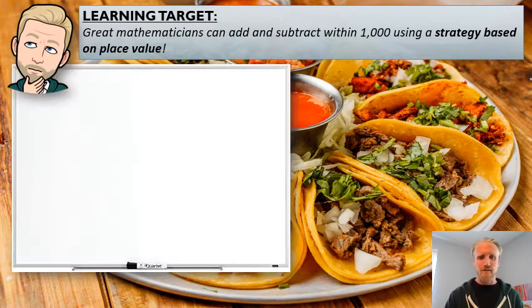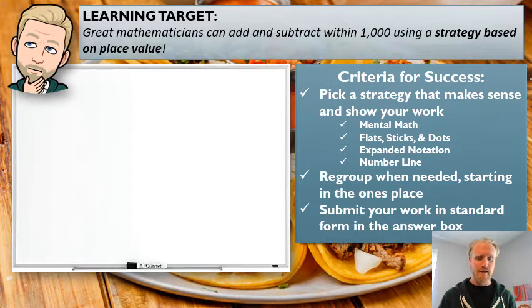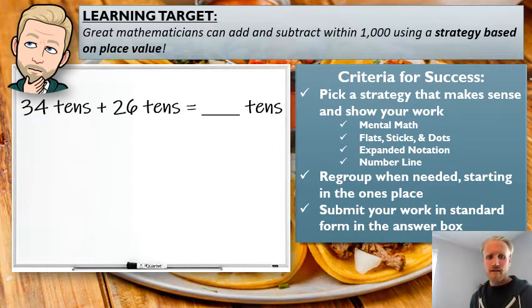All right, so got our whiteboard up. Here's our criteria for success. And our first problem for today. We got 34 tens plus 26 tens equals blank tens. All right, so first I got to pick a strategy that makes sense to show our work. So today I'm actually going to use a little bit of mental math, but I'll show you what I'm thinking through as I do it. Combine that with a little bit of expanded notation, you'll see what I do.